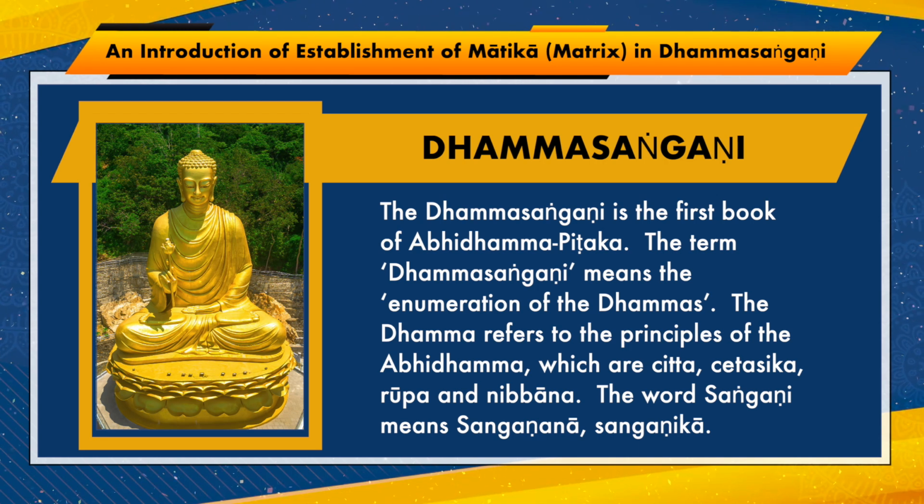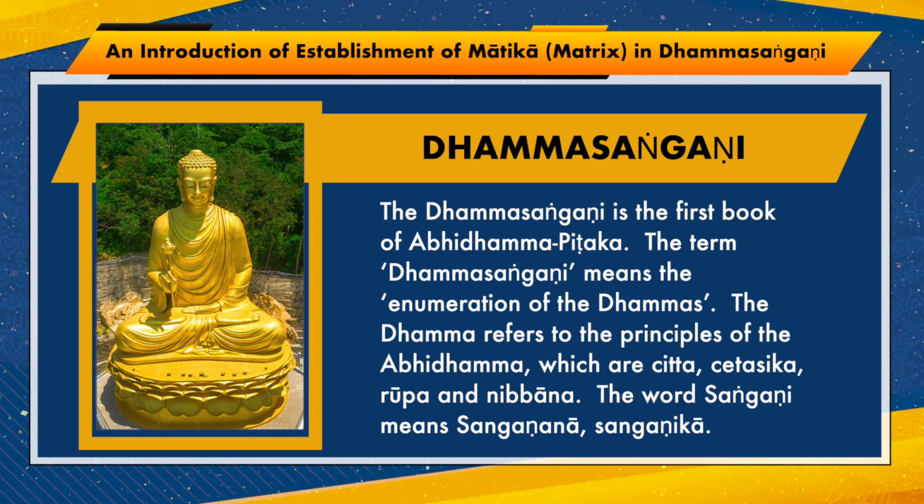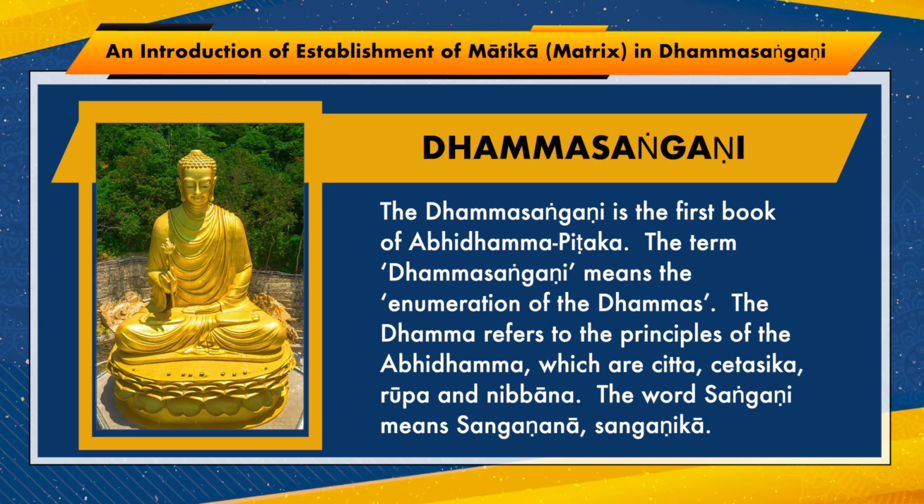Dhammasaṅgaṇi is the first book of the Abhidhamma Pitaka. The term Dhammasaṅgaṇi means enumeration of the Dhamma. The Dhamma refers to the principles of Abhidhamma, which are Chit, Chetsik, Roop and Nibbān. The word Saṅgaṇi means Sanganana, Sanganarika.